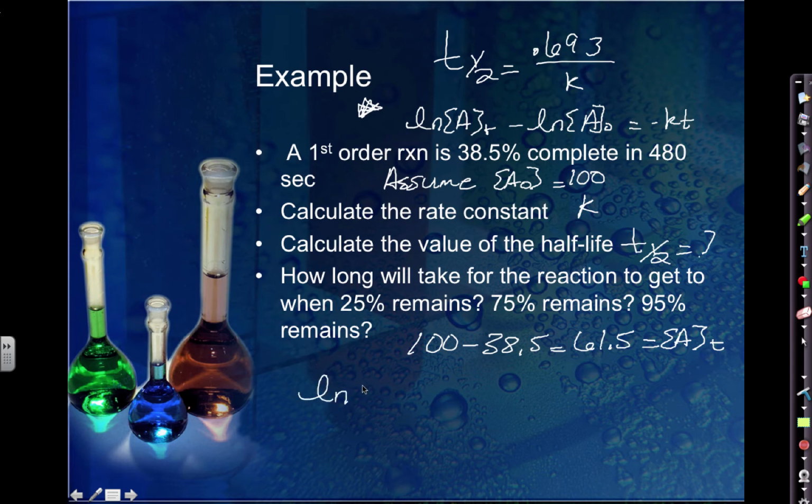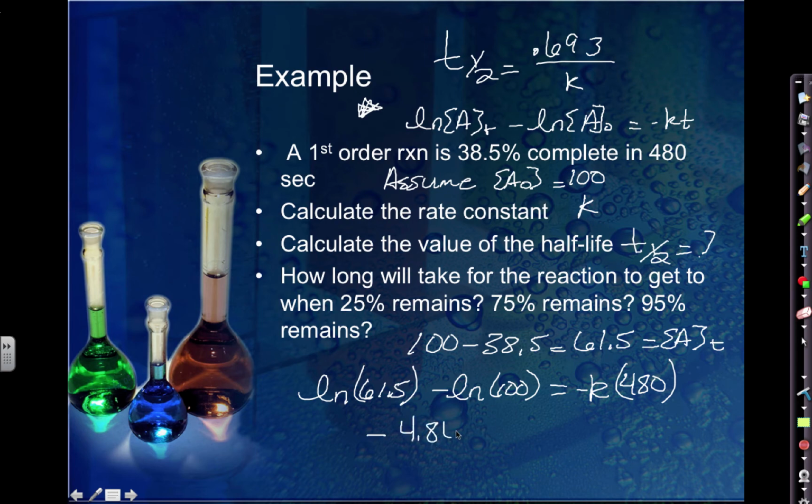So my natural log of the concentration at the time, 61.5, minus the natural log of 100 equals negative K, which I don't know, times my time, 480 seconds. All right, so let's plug this in. I'm going to get negative 4.86 here.